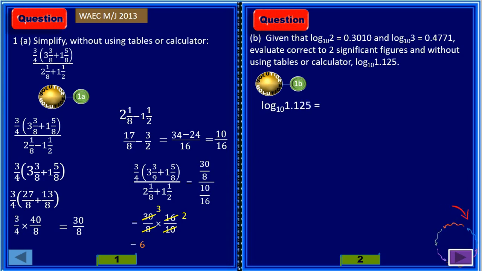Now, log 1.125 will give us log 1125 divided by 1000, removing the decimal. Now we are going to remove the common factors from this fraction. So therefore, that fraction, removing the common factor, will give us the same thing as dividing by prime factors.